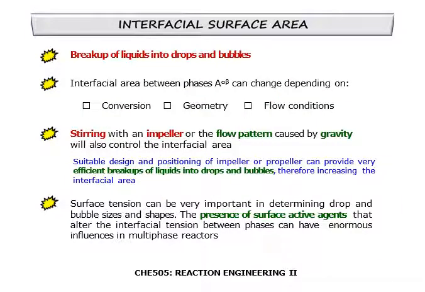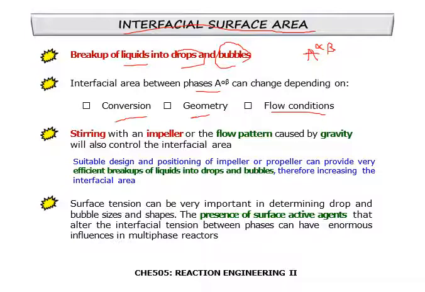Okay, so let's have a look at interfacial surface area. The previous slide introduced it as permeable area. Okay, permeable area. So let's say A for area, and phase alpha and beta. So this is the interfacial surface area. What does it mean? It is actually the breakup of liquids or the breakup of the air. So liquids become drops and air could become bubbles. And the interfacial area can change. The area can change depending on the conversion, geometry, and also flow conditions.